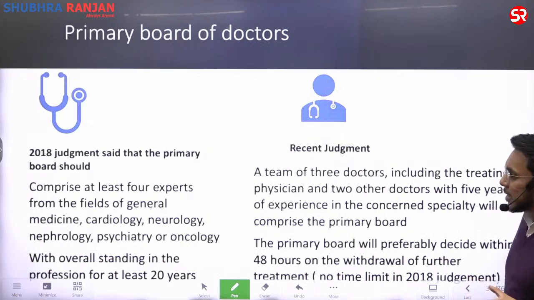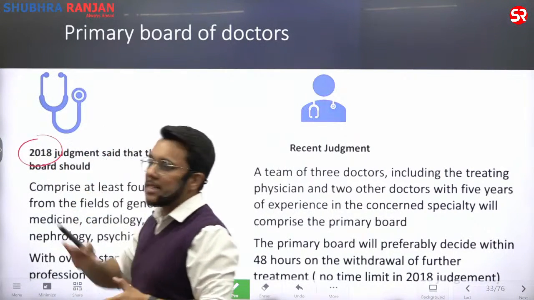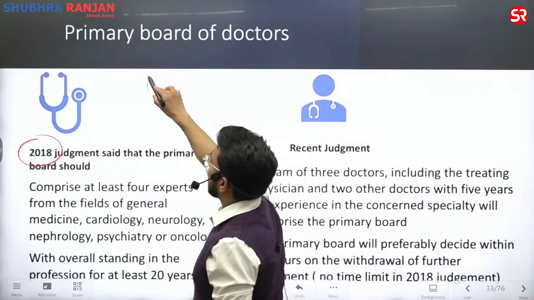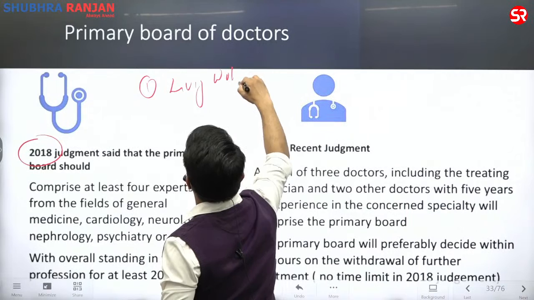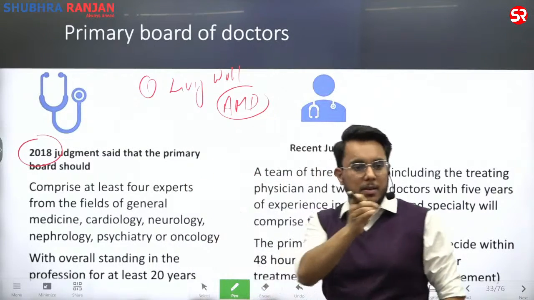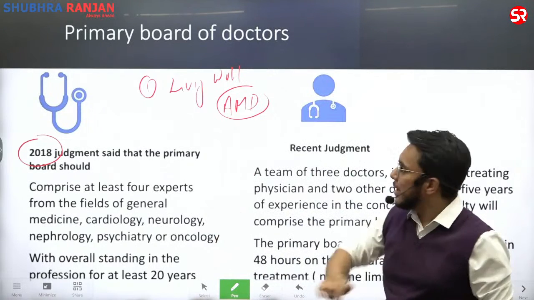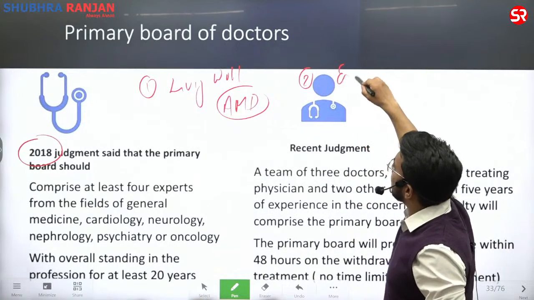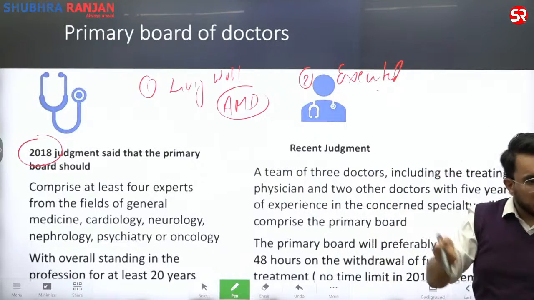Then the next thing that has come here is that, now see this thing, when we talk about the 2018 judgment, step number one, living will or advanced medical directive has been signed. Ye hoga sabse pehle to. Second step kya hoga? It has to be executed. The person's life support has to be withdrawn.